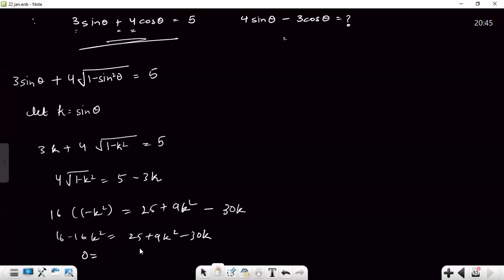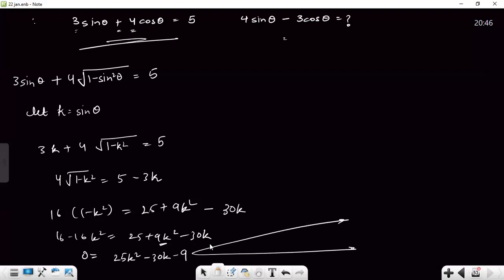Let's bring everything on the right hand side. 9k square plus 16k square is 25k square, minus 30k plus 25 minus 16 is 9. Yes, 9. Okay. Now this is the quadratic equation. I'll have to solve it for finding out the value of k. What is k? K is sine theta. Once we solve for sine theta, then we'll find the cos theta. Cos theta is the square root of 1 minus sine square theta.